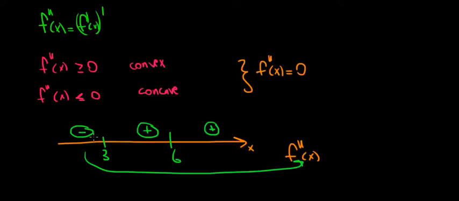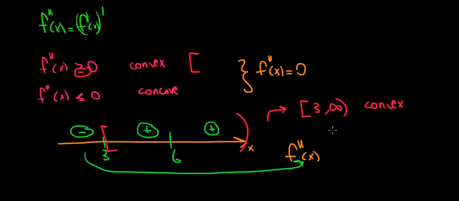Well, convex is where it is greater than or equal to 0. And because we include the 0, we also have to use the square brackets when we include our answers. That would mean from 3 until, well, positive infinity, because there's no limit over here, meaning that it's convex on the range of 3 to positive infinity. The other question would be, where is it concave? Well, it's concave from the left, from negative infinity until 3 included. That would be concave.